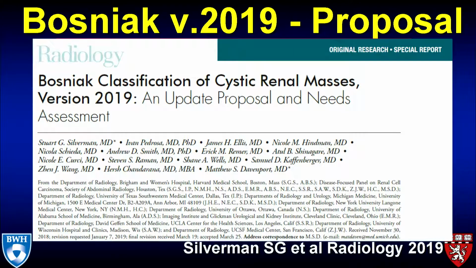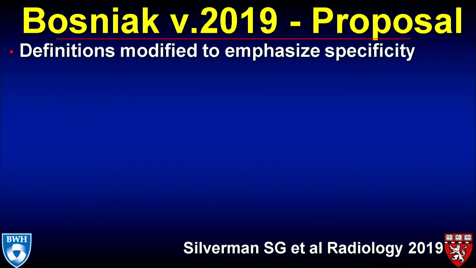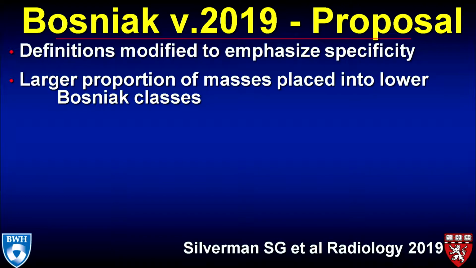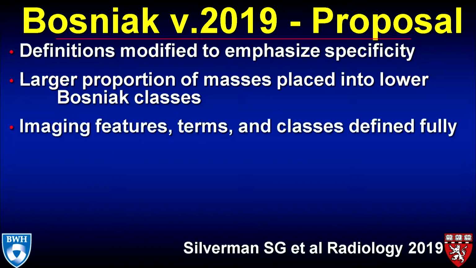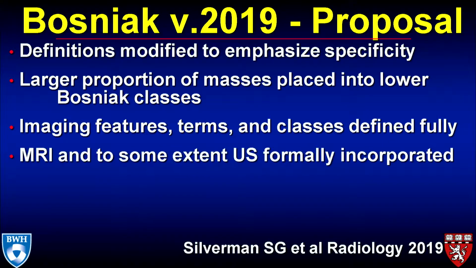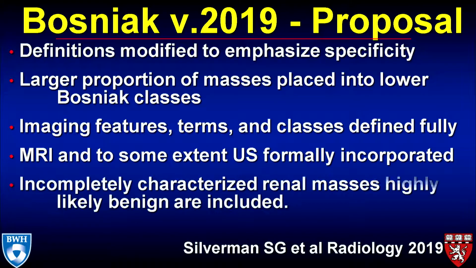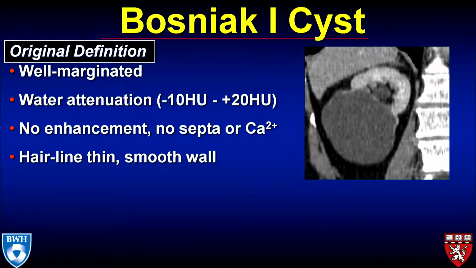There was an effort from the SAR's RCC DFP, published just a few months ago. What we wanted to do is to modify the definitions to improve specificity. We want to make sure that when we say it's a cancer, it really is a cancer. So we tried to put a larger proportion of masses into the lower classes, define the terms fully so that people are using the same language, add MRI and to some extent ultrasound, and then include every cystic mass, including those incompletely characterized.